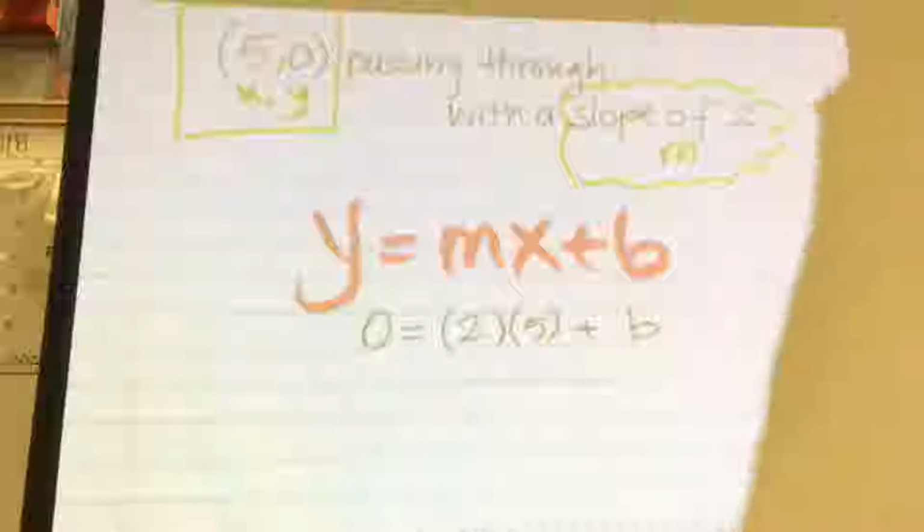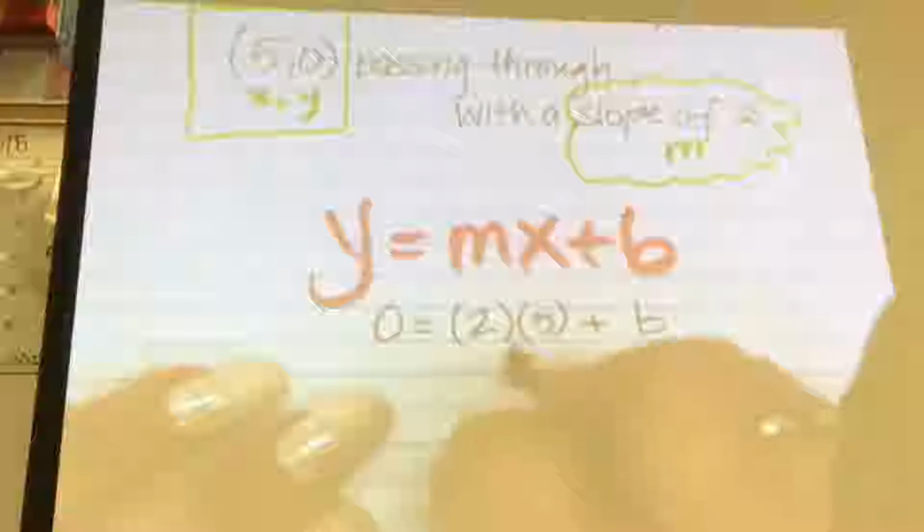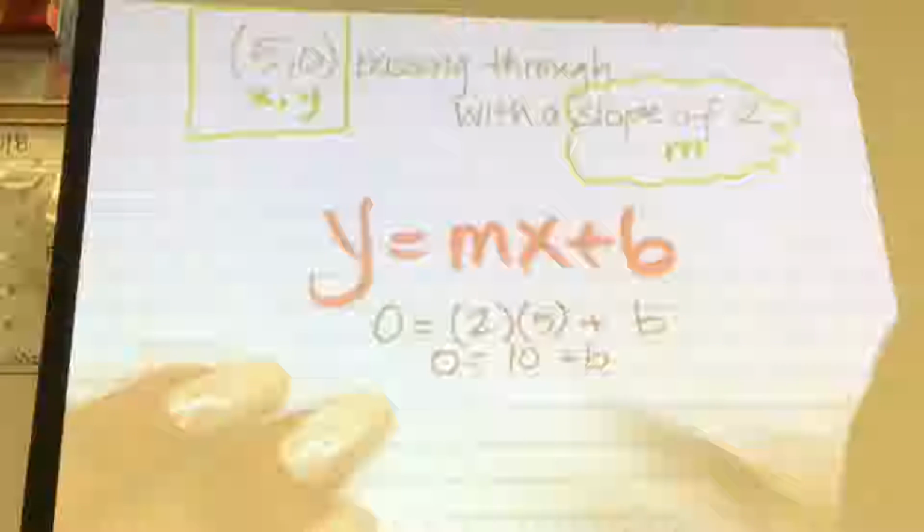Moses, don't be enthralled with your candy that I'm losing you, okay? Jameson, what is 2 times 5? 10 plus b equals 0.